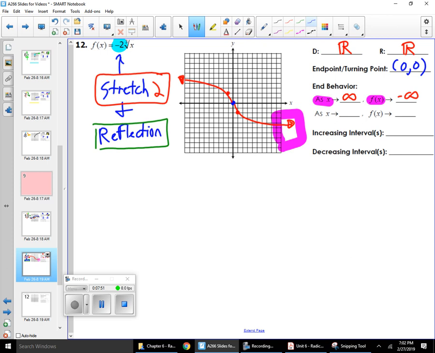We also get a flip-flop on the other side. As x goes out to negative infinity, y will go off to positive infinity. So when I substitute in really large negative numbers, I'm going to get back really large positive numbers. So that's an interesting thing about this cube root graph.